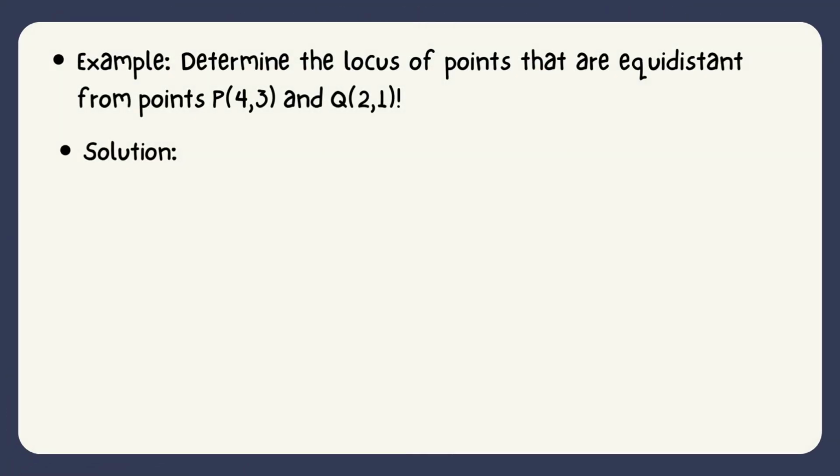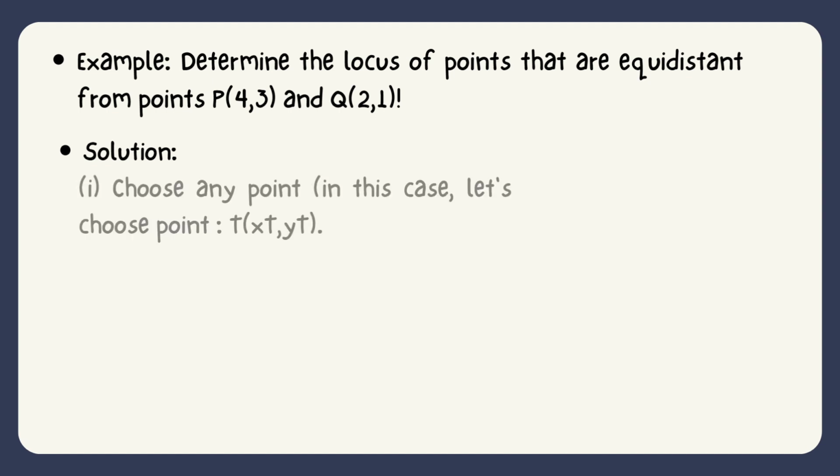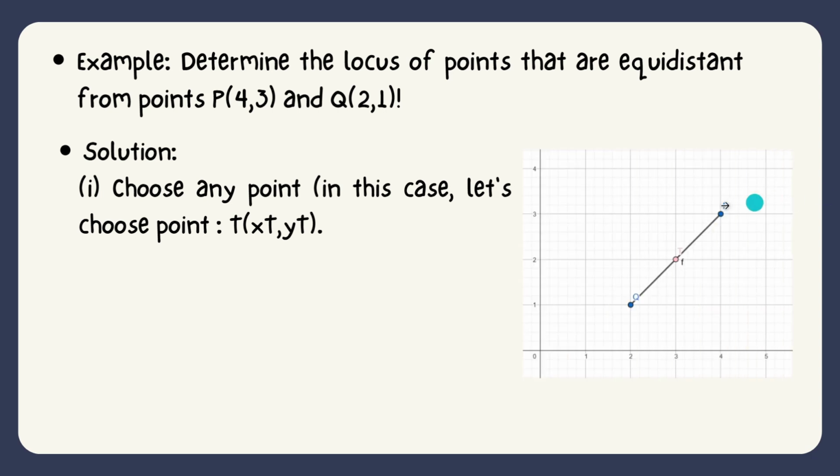Let's take a look at the example. Determine the locus of points that are equidistant from point P (4, 3) and point K (2, 1). First, we need to choose any point. In this case, let's choose point T (xt, yt). Dear friends, you can see the graph on the side to see the position of the points given.